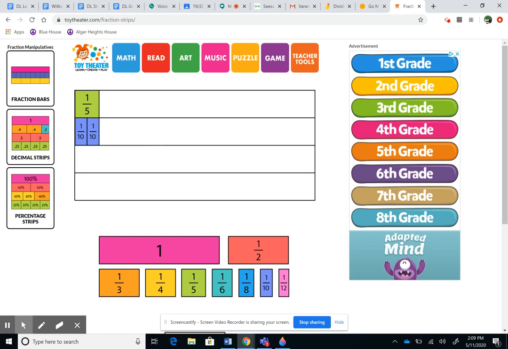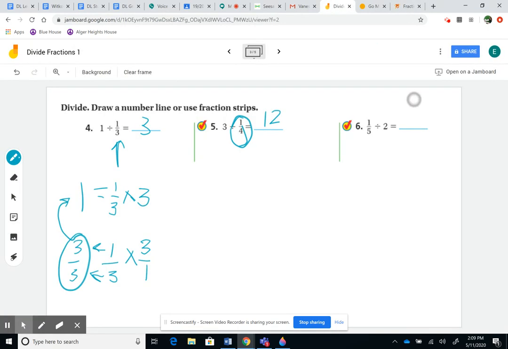So our answer is 1/10. Okay. Now, if the whole number is first, you're going to try to see how many fraction tiles will fit into that whole number. If the whole number is second, you're going to take one fraction tile and try to split it into that many pieces that whole number is.